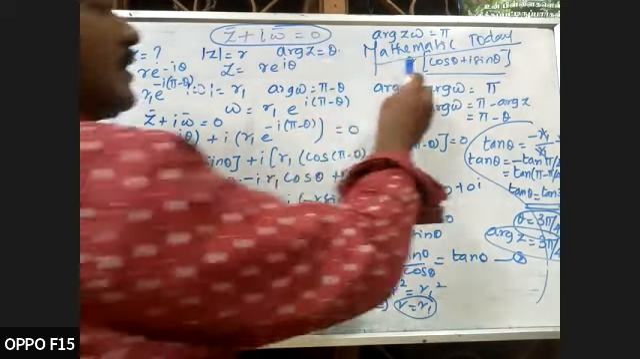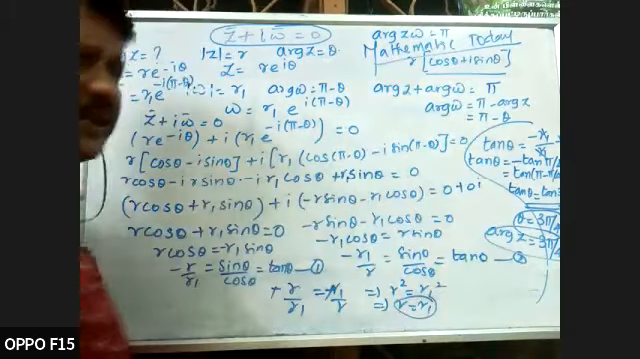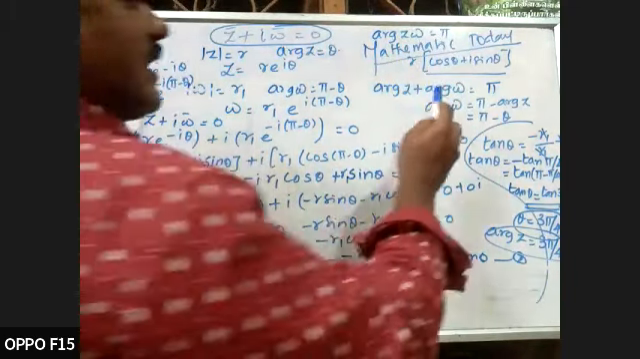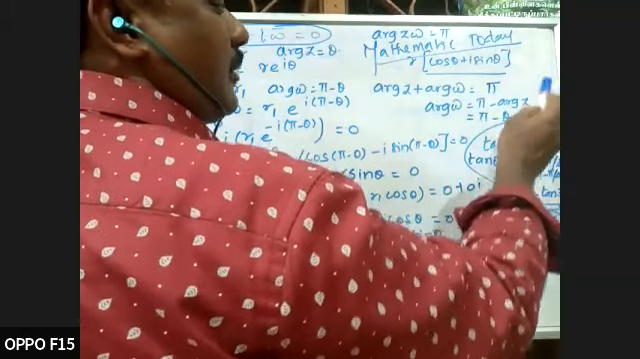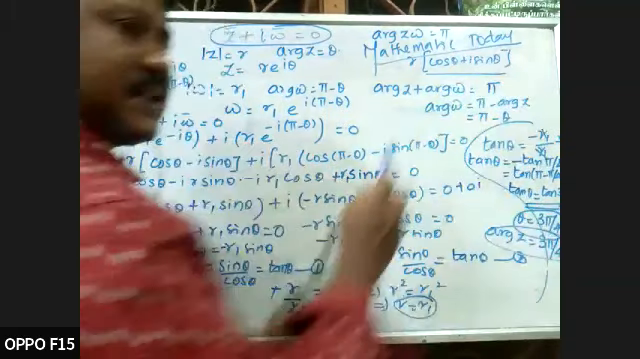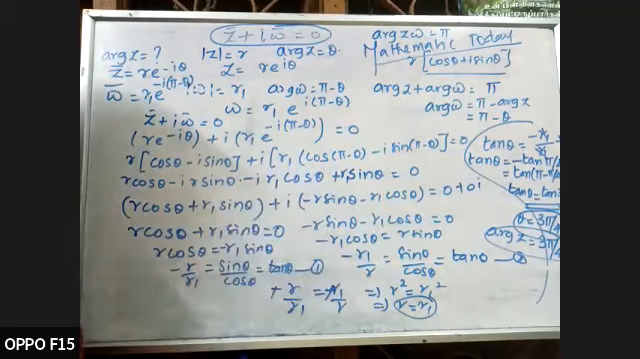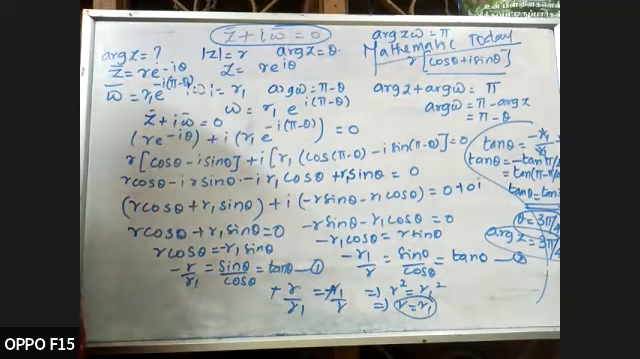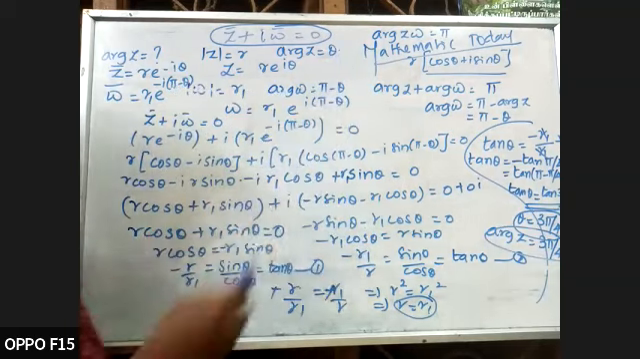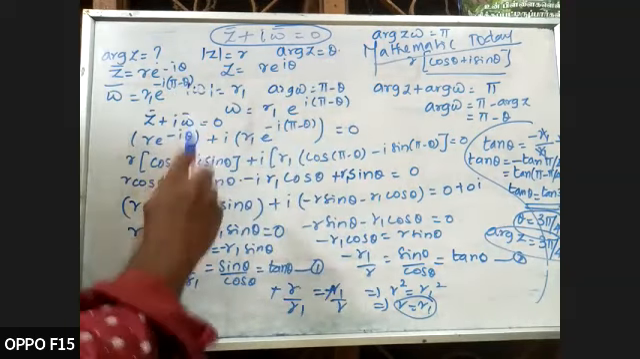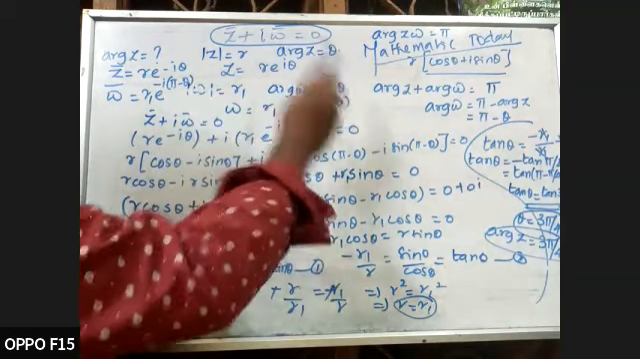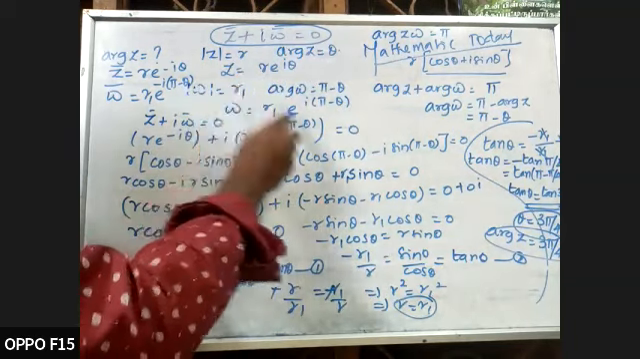The condition is argument of z omega equals pi. I can write this as argument of z plus argument of omega. From this, argument of omega is pi minus theta, because I have taken the argument of z as theta. The modulus of omega I don't know, so I have taken it as r1. Argument of omega is pi minus theta. Then omega equals r1 e power i times (pi minus theta). Correct? Because the argument of omega is pi minus theta and the modulus of omega is r1.